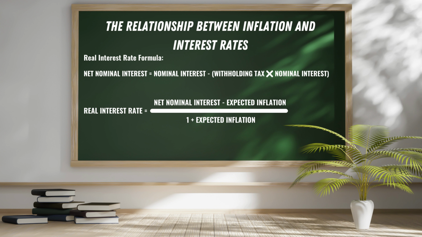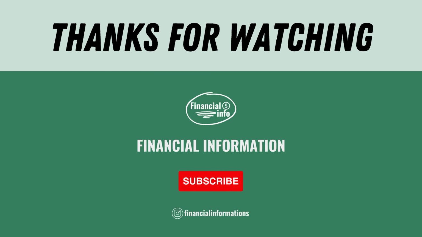The formula is as follows. We subtract the product of the nominal interest rate and the withholding tax from the nominal interest rate. The value we obtain is the net nominal interest. Then, to adjust for inflation, we subtract the expected inflation from the net nominal interest and divide the result by 1 plus the expected inflation. The resulting value is the real interest rate. The real interest rate will show us how much return our money deposited into the deposit account today will yield in the future. Today, we explained the relationship between interest rates and inflation.